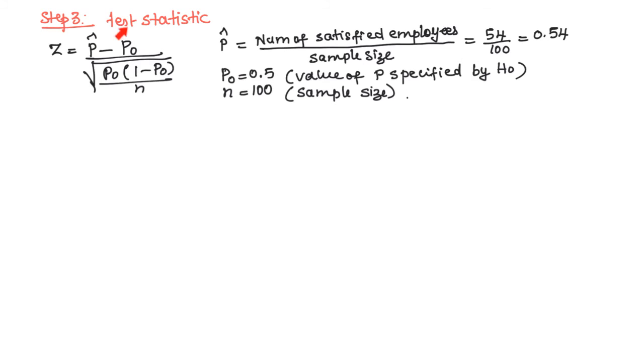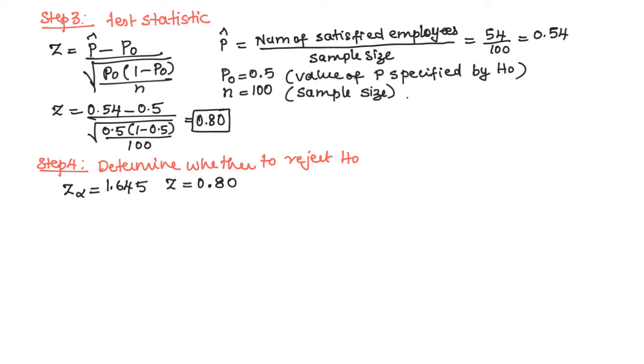Step 3, find the test statistic. So this is the formula we are using, where p hat is the number of satisfied employees divided by the sample size. P naught, we already know, is given in the problem, and n is 100, the sample size. Now substitute all these values here. So z is 0.80.